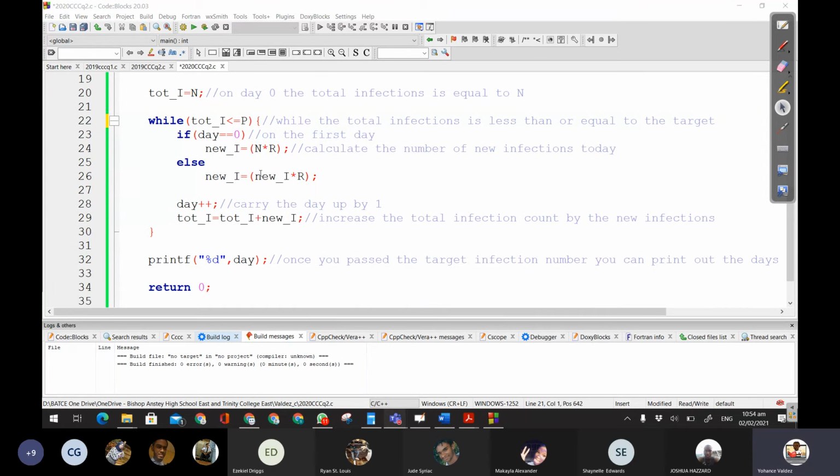Jude, are you with me on this? You understand where I got these values from and why I made the distinction between day 0 and every other day?